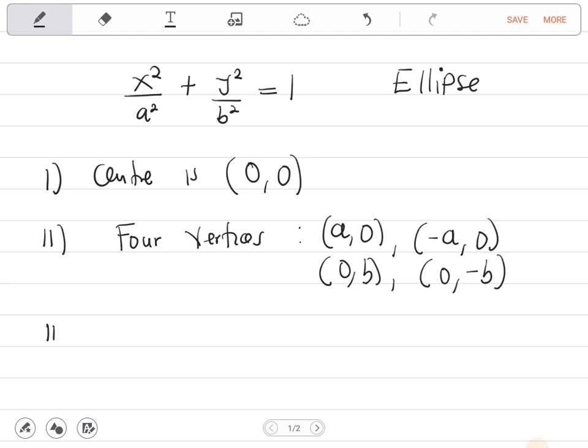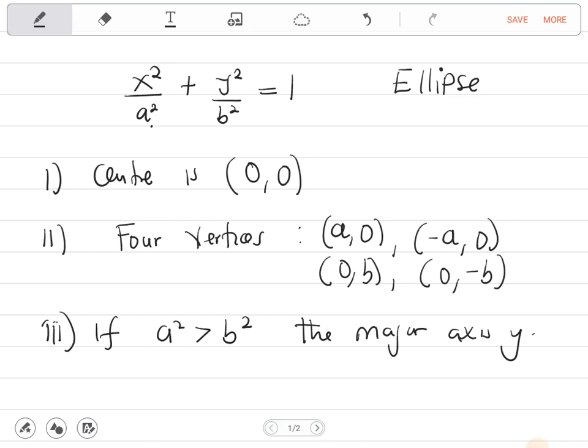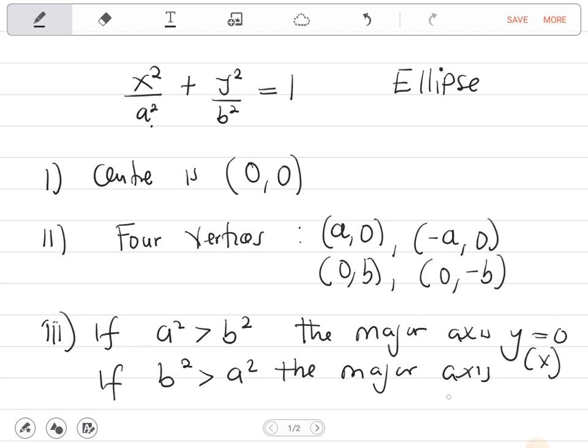The last thing that you need to know about an ellipse is that if a squared is greater than b squared, then the major axis is y equal to 0, in short, the x-axis. At the same time, if b squared is greater than a squared, then the major axis is x equal to 0, or rather the y-axis. These are the 3 things that you need to know about an ellipse. The rest just come in once you understand these 3 basics.